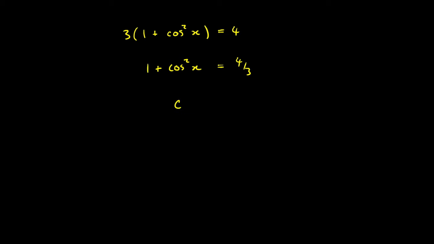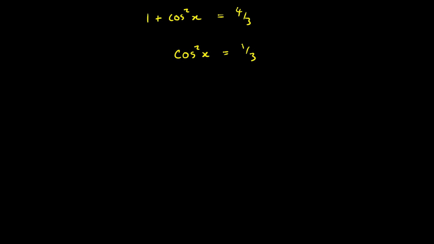And therefore, cos²x is equal to 1 upon 3, because we get 4 upon 3 minus 3 upon 3. And then if we were to square root both sides, we're going to get cos x is equal to plus or minus 1 upon root 3, right? So that's where, in my view, people are going to go wrong. Okay, so we want to solve cos x is equal to plus or minus 1 upon root 3.